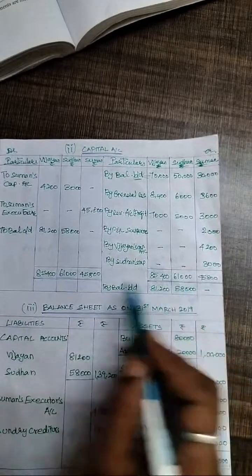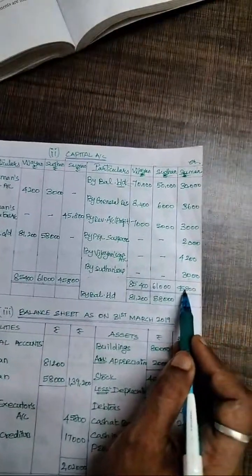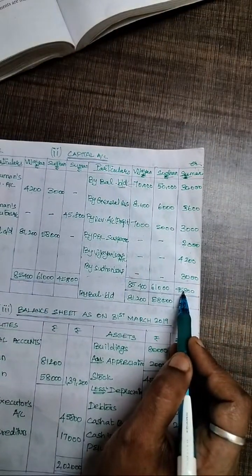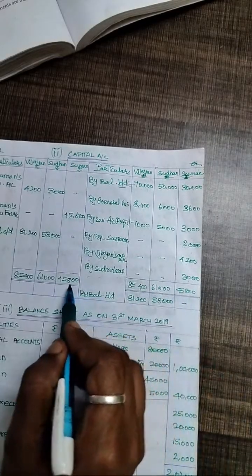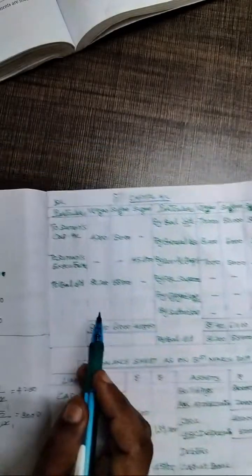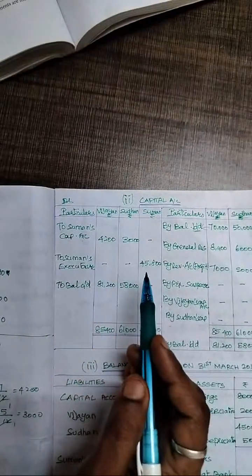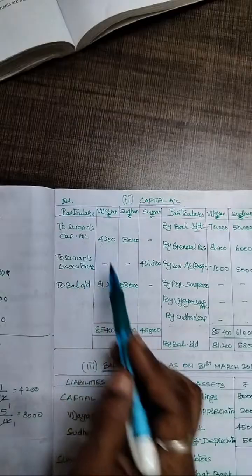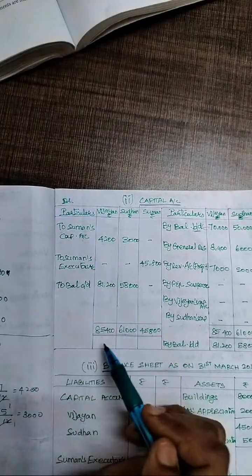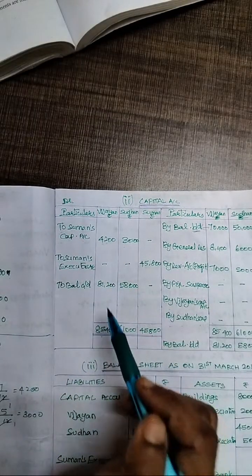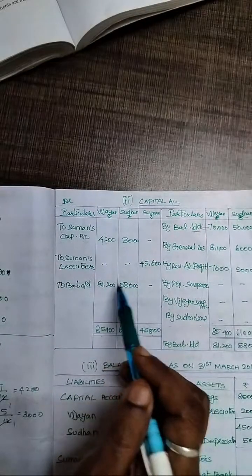85,400 rupees, 61,000 rupees, and 45,800 rupees entered. After entering the total, now we will find out the closing balance. Okay, so how can we find out the closing balance? We subtract 4,200 from 85,400. You will get 81,200 rupees.